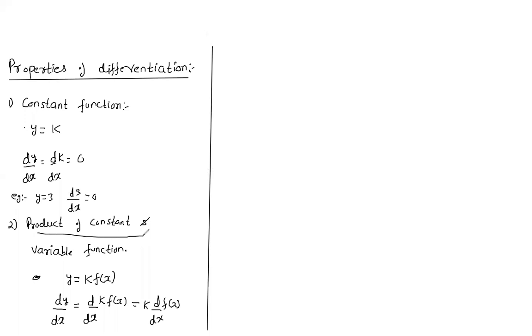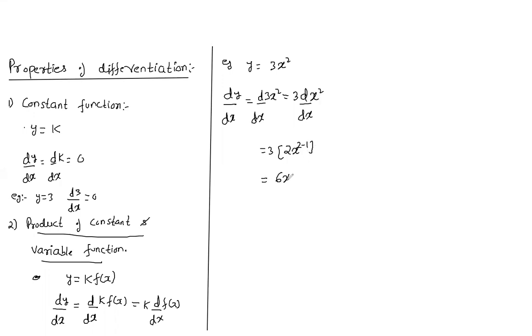One example on this second property, the product of a constant and a variable function. So you have something like 3x squared. If I differentiate this 3x squared with respect to x, Noor, what should be the derivative? So 6x. Very good. 3 is a constant, so you can take it outside and you are left with only x squared. So this is simply 3 times the derivative of x squared, which is 2x to the power 2 minus 1. So this is just 6x.